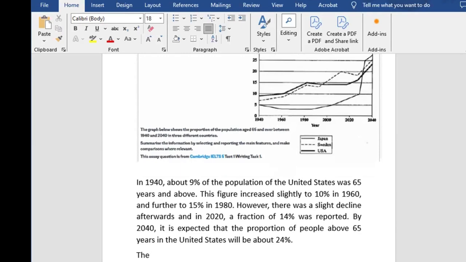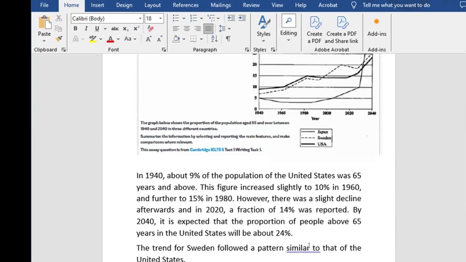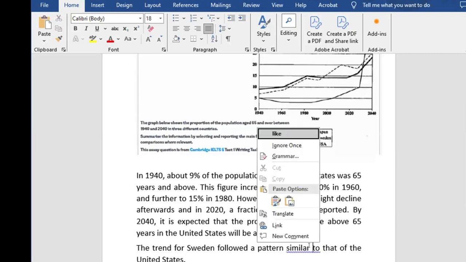The trend for Sweden is expected, or let me put it this way, as followed. The trend for Sweden followed a similar pattern. Followed a pattern similar to that of the United States. This first sentence I wrote here, I'm already doing comparison. That place where it says make comparison relevant. By saying similar, I'm already making comparison. Now let me go further. Similar to what? To that of the United States.